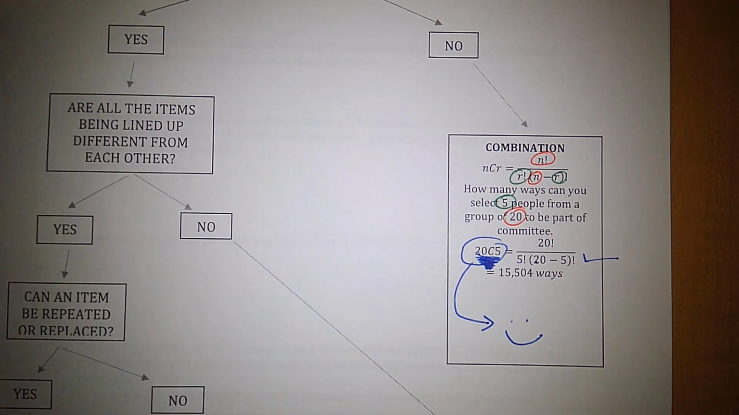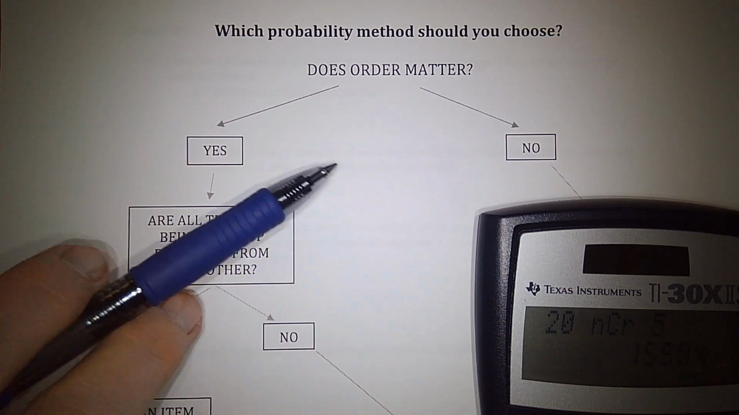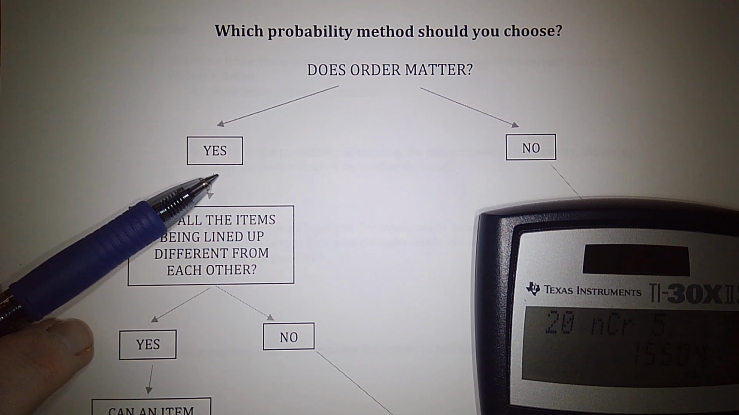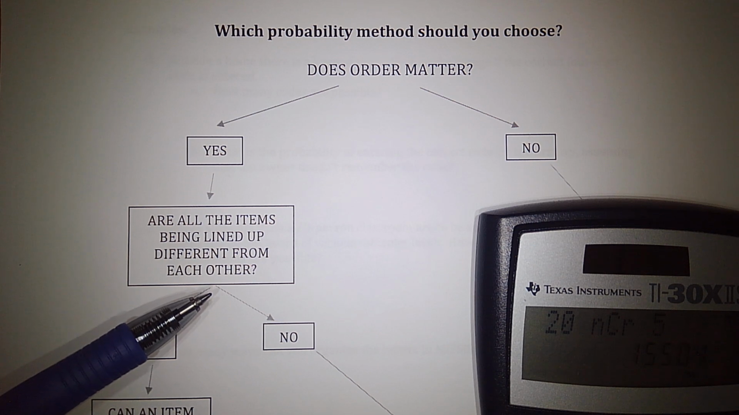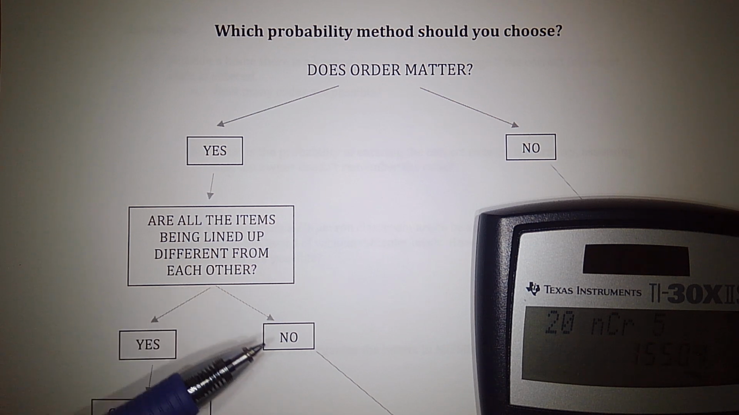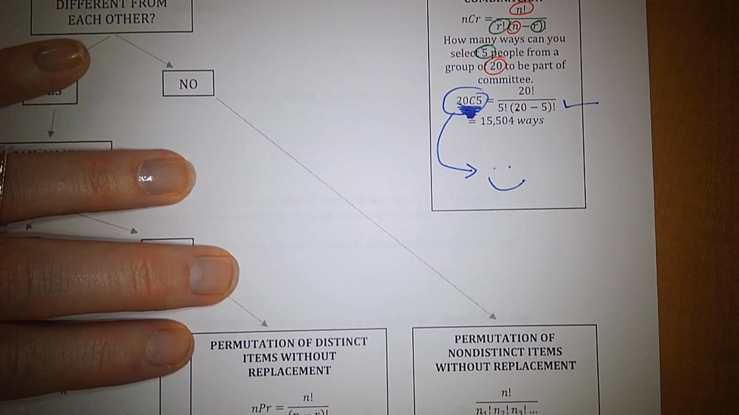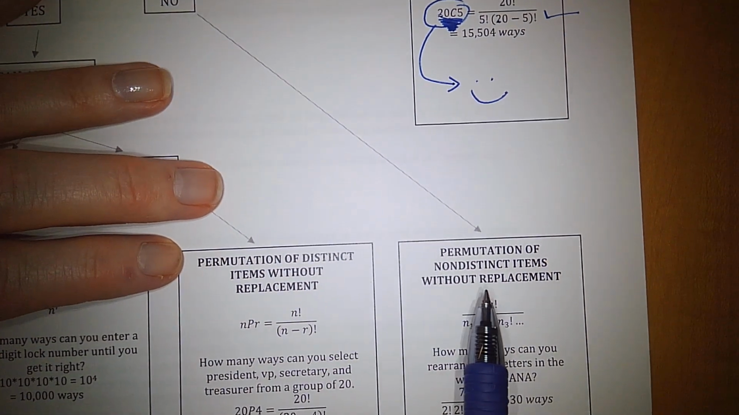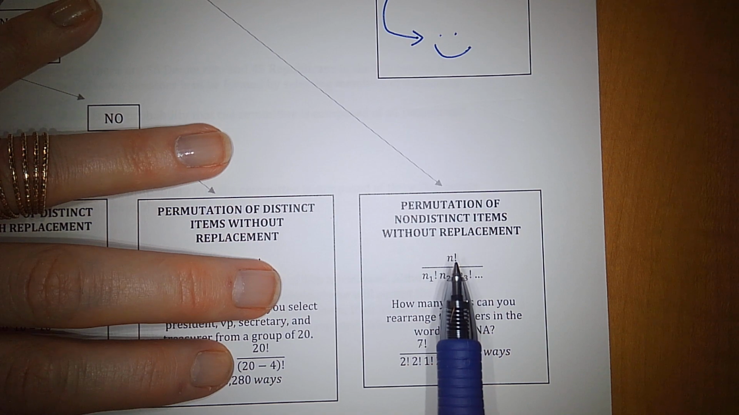Now let's look over here at the permutations. Okay, so let's say order does matter. The next question you have to ask yourself is, are all of the items being lined up all different from each other? In other words, are they all unique? If the answer is no, we have some items that are not unique. Okay? If the answer is no, we have a permutation with non-distinct items without replacement.